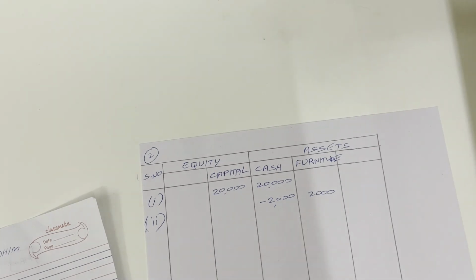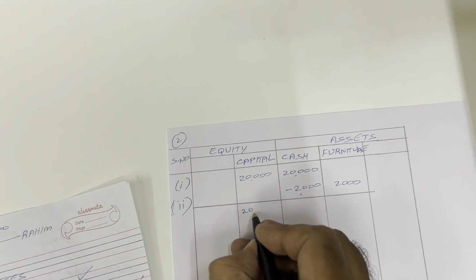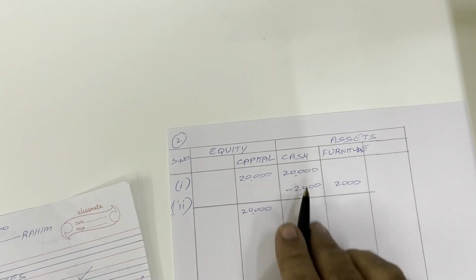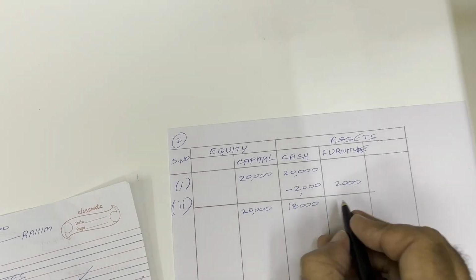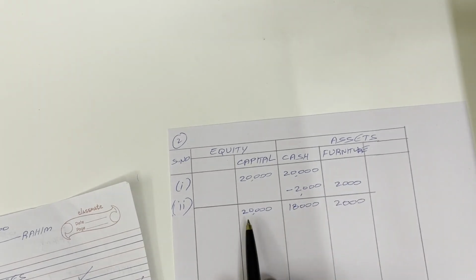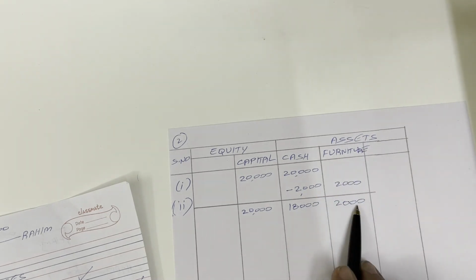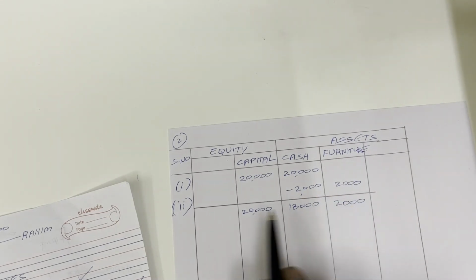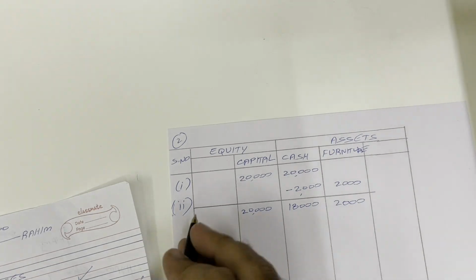So the final result is liability value 0, capital 20,000 rupees. Cash 20,000 minus 2,000, 18,000. Furniture 2,000. Finally, equity is equal to 20,000, asset is equal to 18,000 plus 2,000, 20,000. So equity is equal to asset, 20,000 is equal to 20,000. The accounting equation is satisfied. Come to the third point.